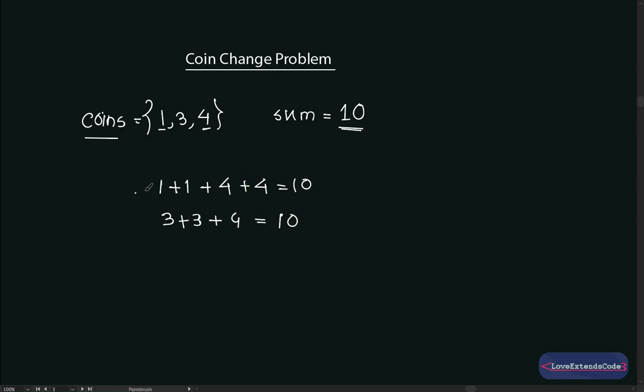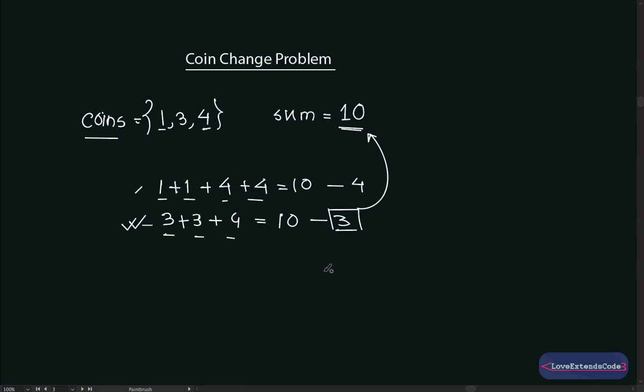Now both of these approaches lead me to the sum 10, but this approach takes 1, 2, 3, 4 coins in total. So I've got 4 coins in this approach, and this approach takes 1, 2, 3, so it takes 3 coins, and therefore I'm going to take the second approach because it takes me fewer coins. So that's our goal. Our goal is to use as few coins as possible to make this sum of money.